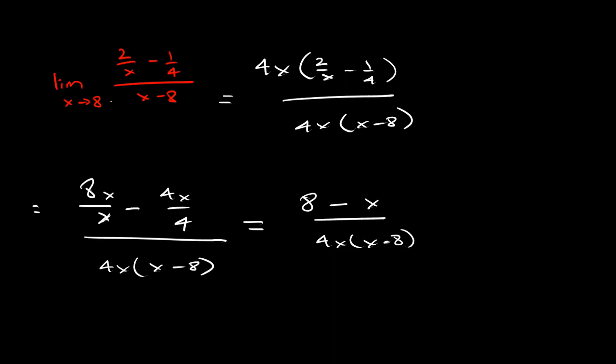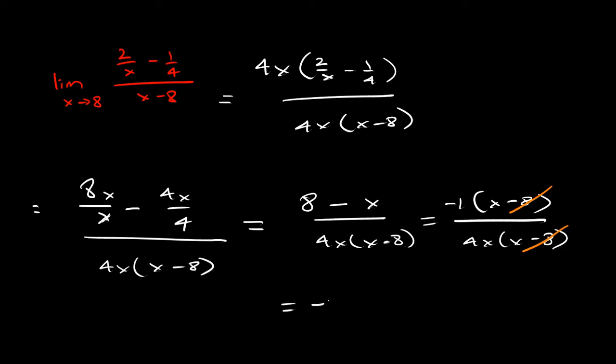Okay, we still cannot use direct substitution. How do we turn 8 minus x into x minus 8? Let's just factor out a negative 1. This is equal to negative 1 times x minus 8 over 4x times x minus 8. Now, the x minus 8 cancels out. We are just left with negative 1 over 4x. And now we can use direct substitution. This gives us negative 1 over 4 times 8, which is equal to negative 1 over 32.